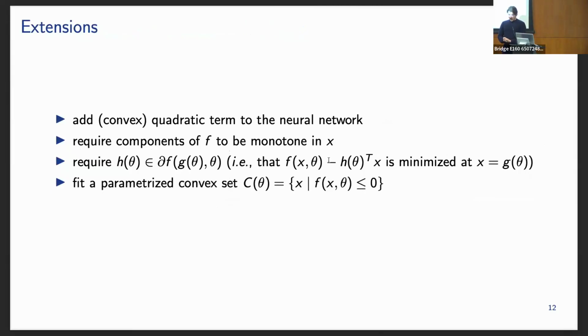We have a couple of extensions. For example, we can add a quadratic term to the output. In fact, we can add a low-rank plus diagonal term also. That is useful in many applications. You can require monotonicity, which is enforced by just positivity of the V matrices, and a couple of other extensions that might be useful.